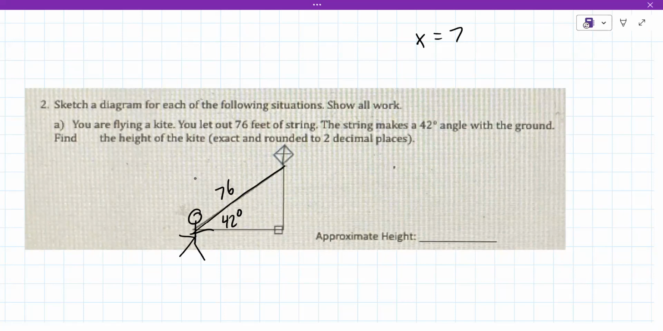So the 76 feet is string, the 42-degree angle is with the ground, and then we're finding the distance away from you. Well, hang on, read that one more time. What are we actually finding? Find the height. Are we finding X or Y in this problem? Y. We're finding Y. So this is your SOHCAHTOA: sine, cosine, and tangent.